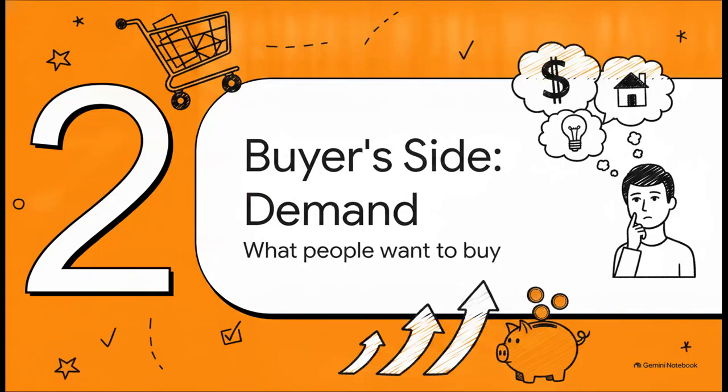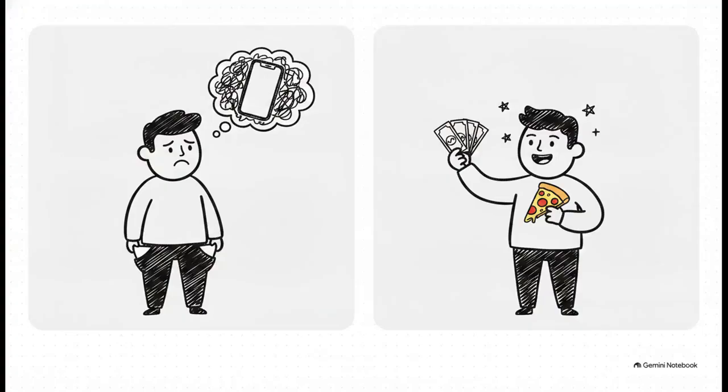Moving on to Section 2, the buyer's side, demand. Okay, let's zoom in on the first half of that equation and step directly into the shoes of the buyer. Now, there's a really crucial economic difference we've got to clear up right off the bat, and that's desire versus effective demand. Think about it.